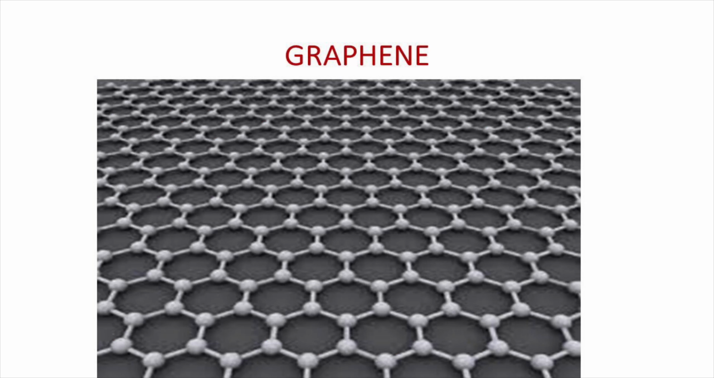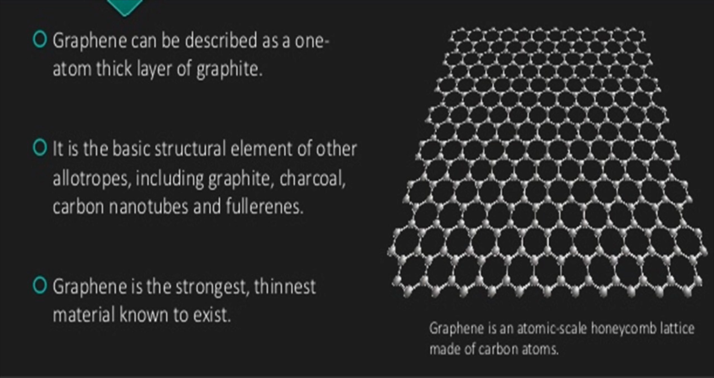Another crystalline form of carbon allotrope is graphene. Graphene can be described as a one-atom thick layer of graphite. It is the basic structural element of other allotropes including graphite, charcoal, carbon nanotubes, and fullerene. Graphene is the strongest, thinnest material known to exist.